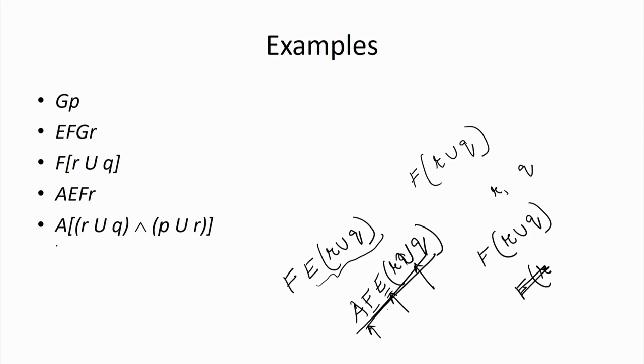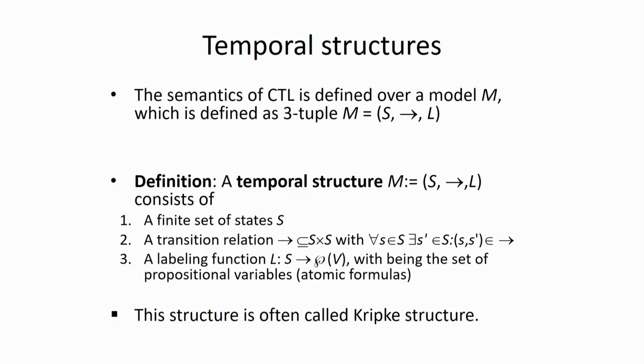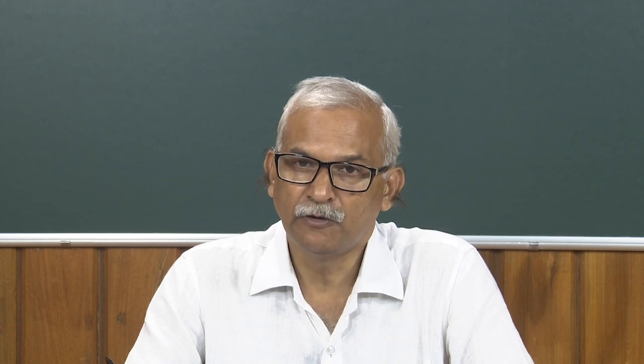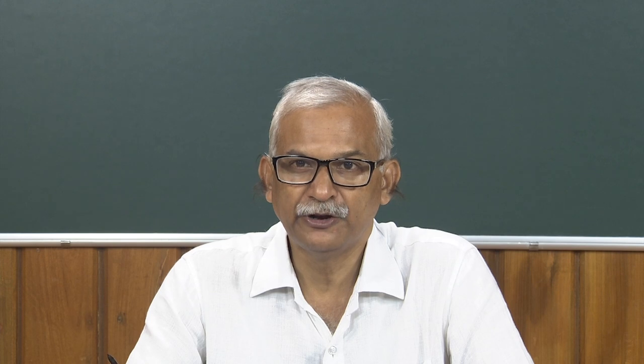So, if you analyze these particular formulas, you will find that these are not correct CTL formulas, but all of these are temporal formulas, but not CTL formulas. Now, we are going to look for the definition of semantics of temporal formulas, how to define the semantics of a temporal formula. So, already we have said that the truth value of a temporal formula is defined on a model. So, in case of CTL, we are going to consider a particular model. So, what is this model?